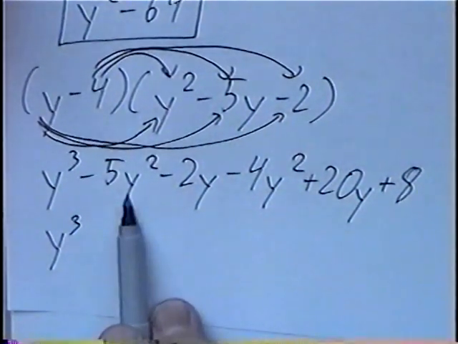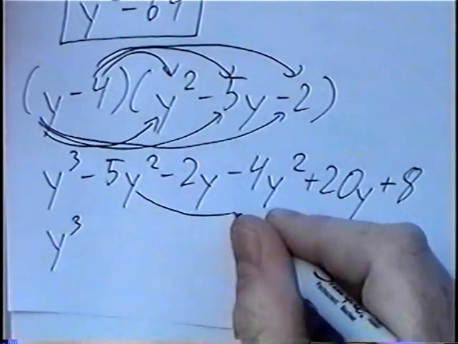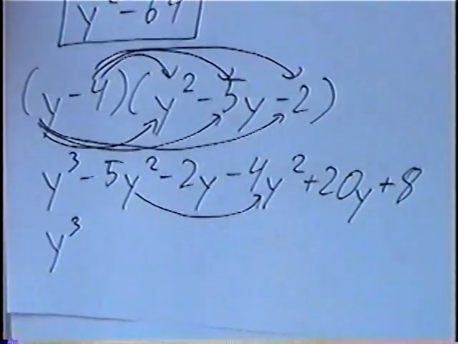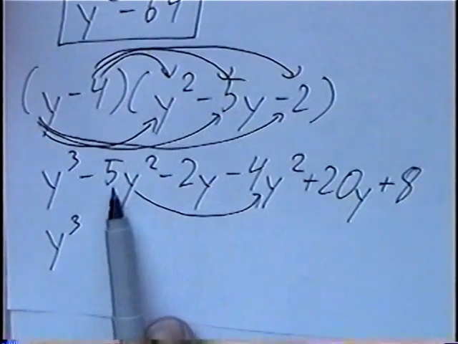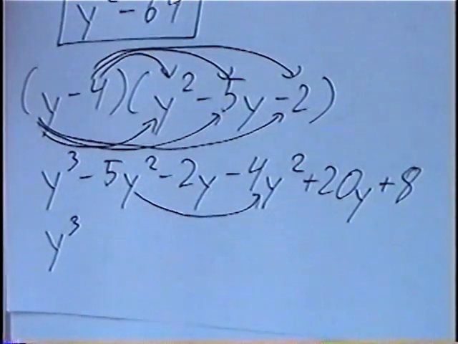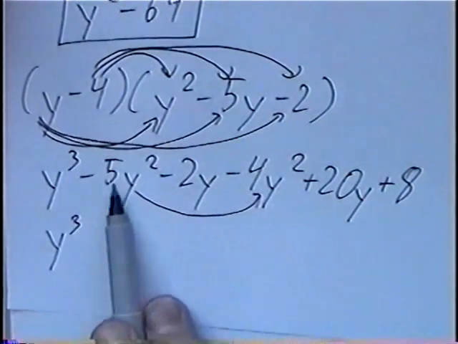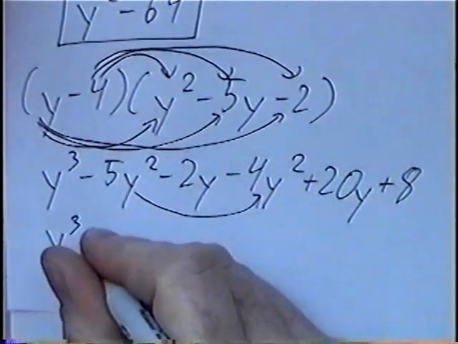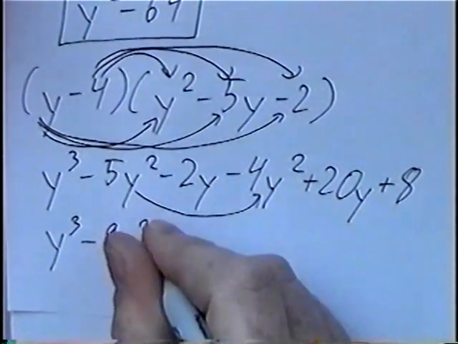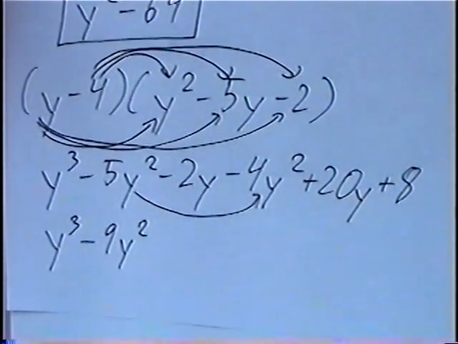If we do y to the second power, or y squared, we can combine that with the other y squared. So negative 5y squared minus 4y squared. Negative 5 minus 4 would be negative 9. And y squared, again, would stay the same.